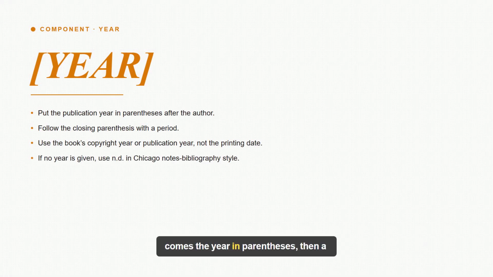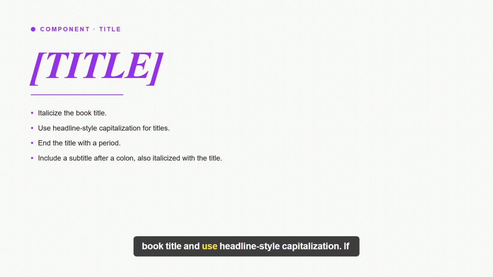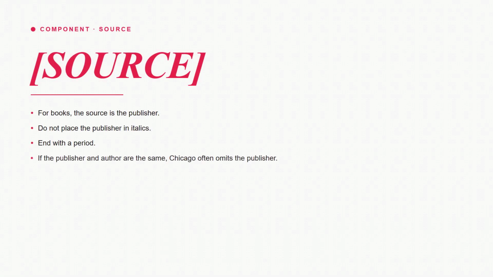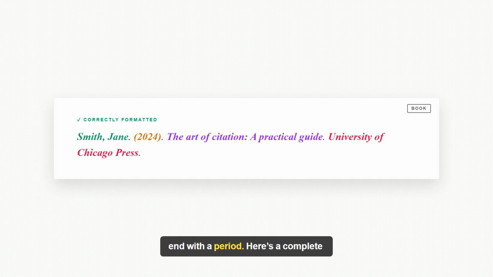Next comes the year in parentheses, then a period. Use the book's publication year, not the printing year. Italicize the book title and use headline-style capitalization. If there's a subtitle, add it after a colon. Finish with the publisher name. Keep it plain text, then end with a period.